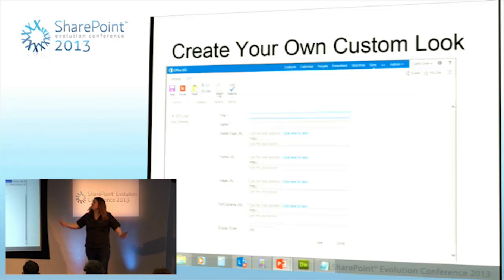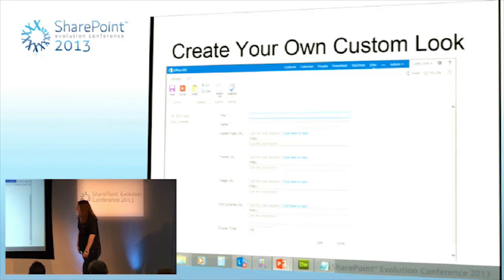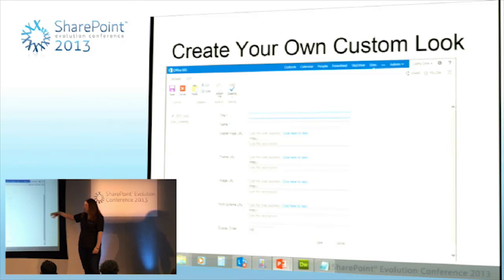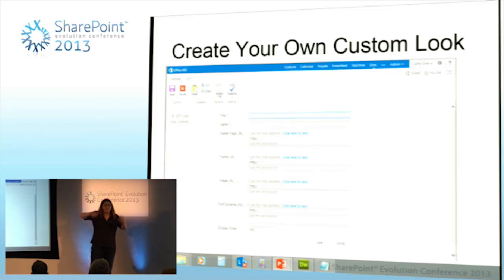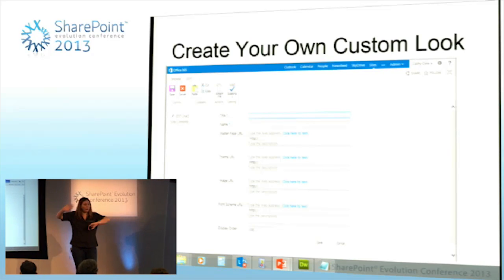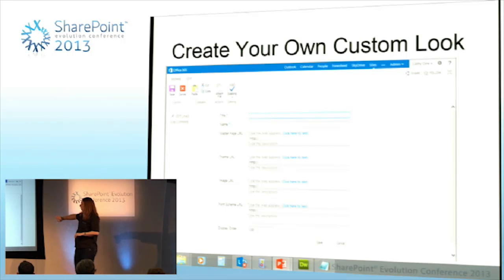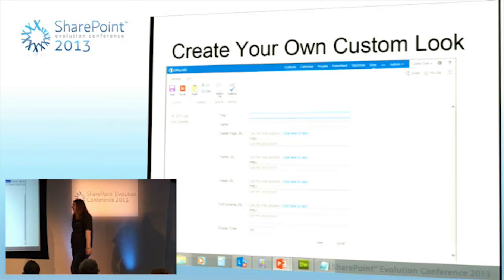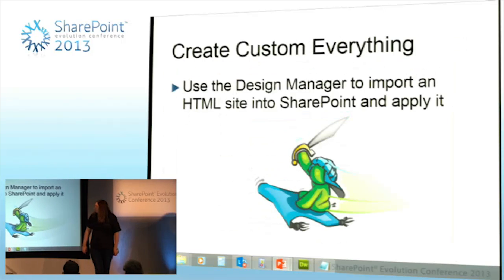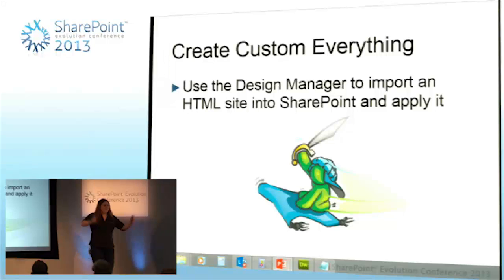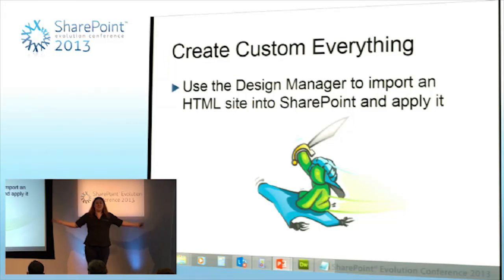Create your own. We talked about this this morning already, so I'm not going to go into a ton of it. But you basically have to define all the options, right? Define our custom master page. Our theme URL is our color palette. Our image URL is if we want a background image. That one I showed you before had that wood picture in the background. And then our font scheme URL down at the bottom. So create custom everything. It sounds great, right? Let's make it all custom.